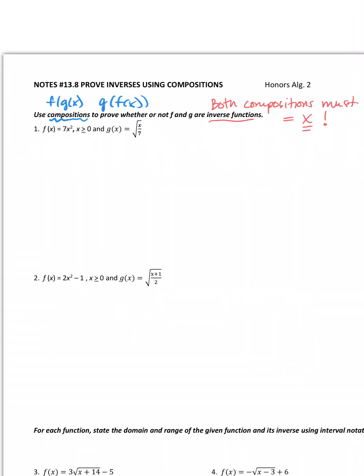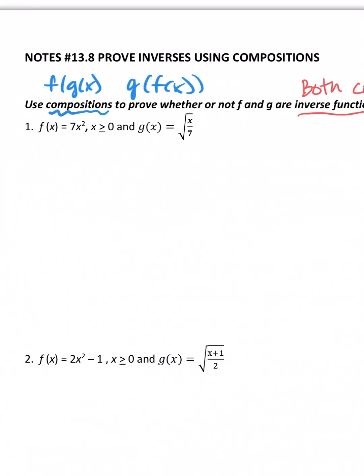So really this is just a lot of algebra. Now one thing to look at is this first quadratic right here, 7x squared. Remember, it has to have a restriction for it to even have an inverse. So it has a restriction, and notice that this restriction is pointing to the right. So that's a positive restriction, isn't it? And look at g of x. It's positive, isn't it? So that's a good sign. So far, so good. Now let's plug in.